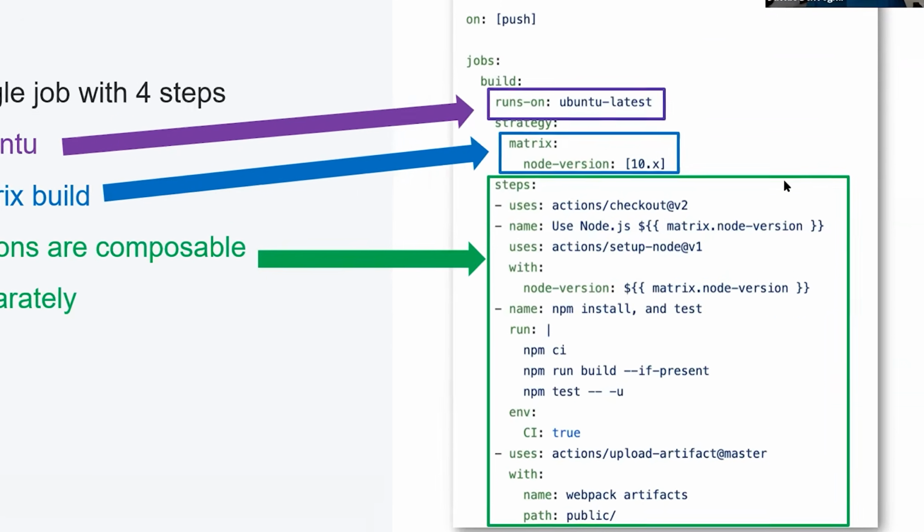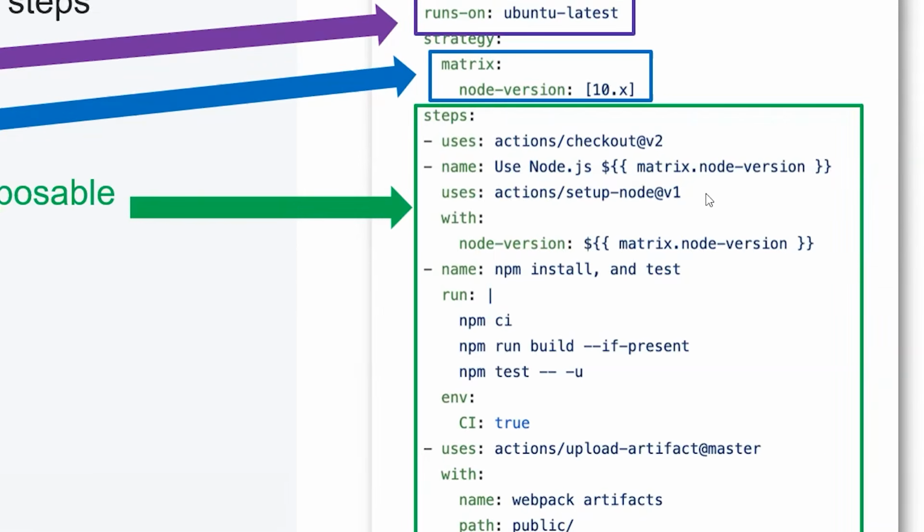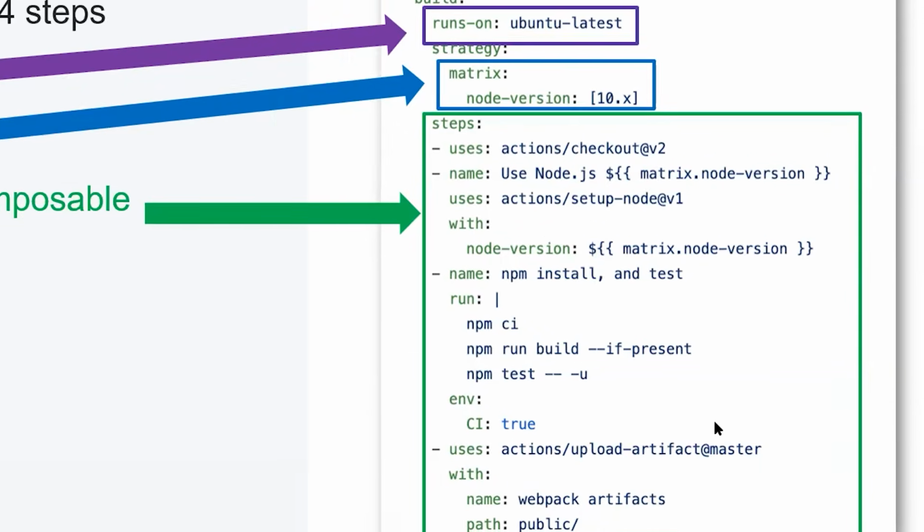This example is just a Node.js application. As you can see, if you're familiar with Node, it's just installing the dependencies, running the CI, making sure the tests are executed, and uploading the result as an artifact.